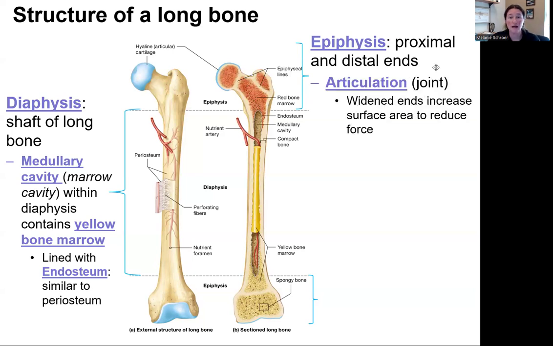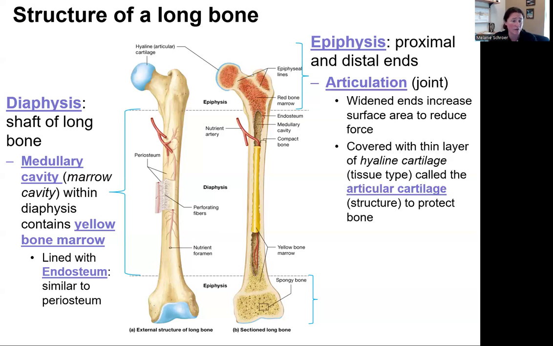Okay, the epiphyses, these again form joints with other bones. Again, the widened areas increase the surface area, reducing the force and the friction on the joint itself, on that cartilage. Again, these are always covered in cartilage. In all of the images we're going to look at, cartilage is represented as blue. So here we have a special type of tissue, which is called hyaline cartilage, and you'll learn more about this. But the tissue type is hyaline cartilage.